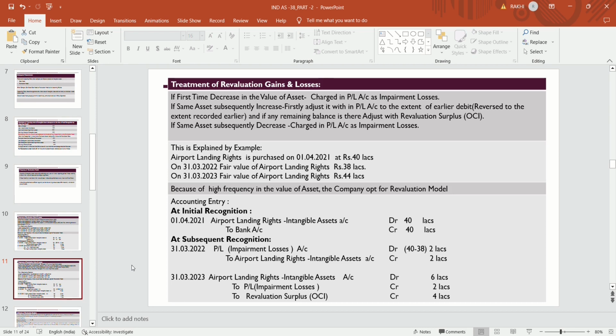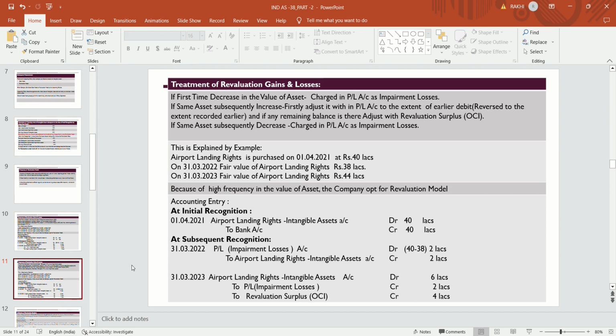If there is a first-time decrease in the value of an asset, which the company has recognized, then it should be charged to P&L as an impairment loss. If the same asset subsequently increases, then firstly we will adjust with the P&L account to the extent of the earlier debit, which means we will reverse the impairment loss, and if any remaining balance is there, we will adjust it with revaluation surplus. We will recognize it in the revaluation surplus.